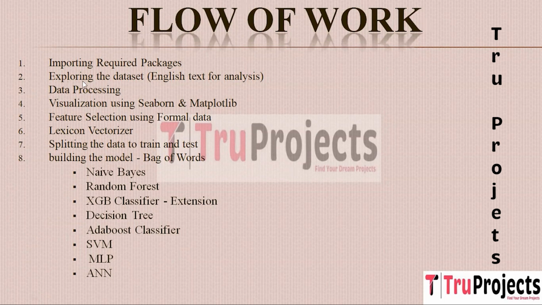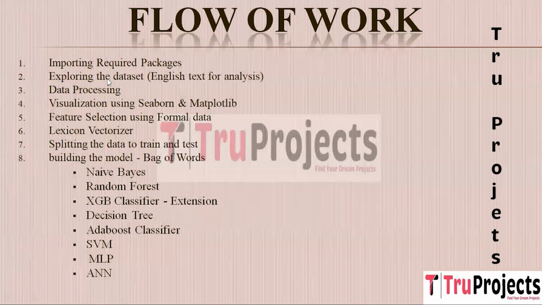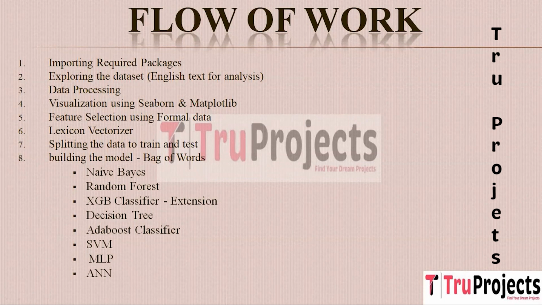The second step is exploring the data set. In this step, we employ exploratory data analysis to better understand the data. The third step is data processing. In this step, we clean, transform, and prepare the dataset, ensuring it is suitable for subsequent machine learning tasks. The fourth step is visualization using seaborn and matplotlib. In this step, we employ seaborn and matplotlib to create visual charts and graphs, facilitating a better understanding of dataset characteristics. The next step is feature selection using formal data.